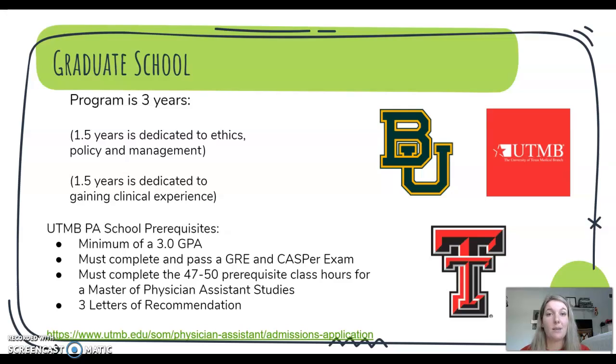But the main one that stood out to me, because I personally want to go there, is UTMB. For that PA school, those prerequisites are a minimum of a 3.0 GPA. You must complete and pass a GRE and CASPER exam. You must complete the 47 to 50 hours of prerequisite class hours for the master's degree of Physician Assistant Studies, and you must have 3 letters of recommendation. I have linked on the bottom of the screen the page that I looked at for the PA school requirements.